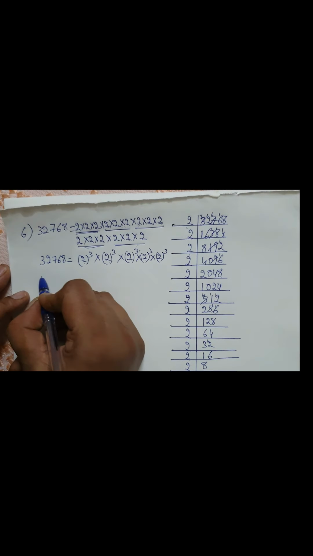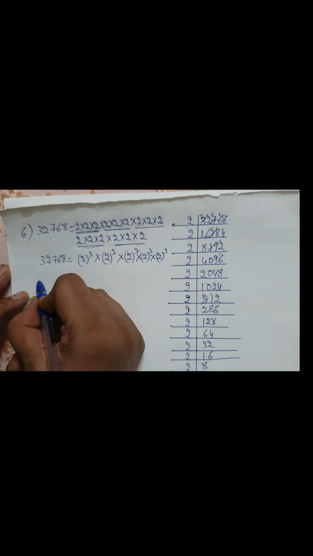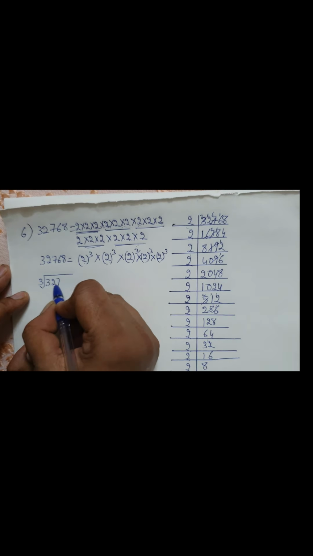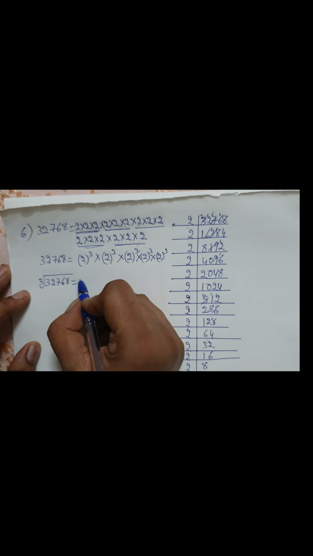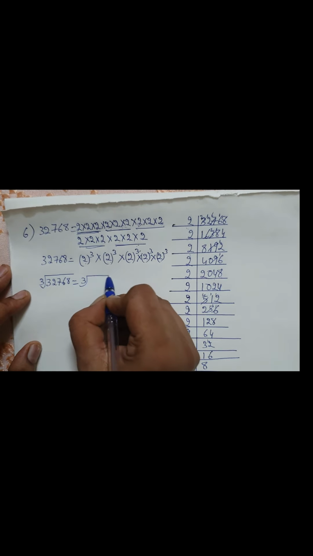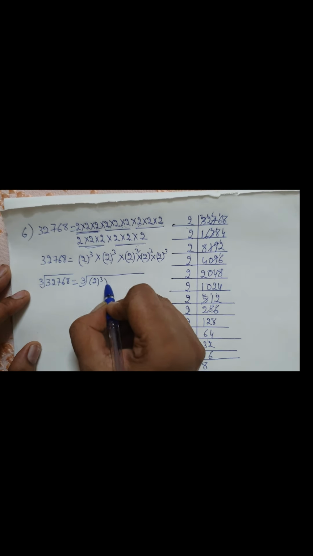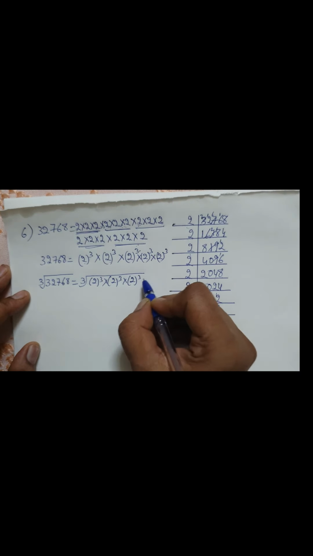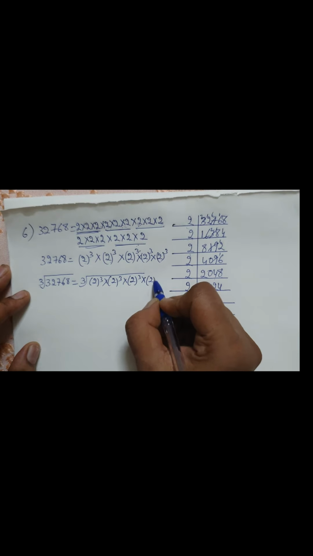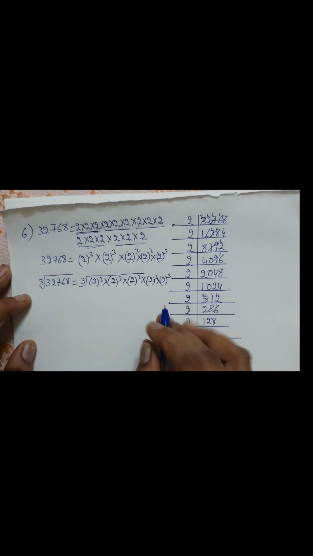Okay. Now again we have to find their cube root. So we will put this cube radical sign, 32,768 inside, and we will put again this cube radical sign. We will extend this line. We will put all these numbers inside. Multiply by 2 cube, multiply by 2 cube, multiply by 2 cube.